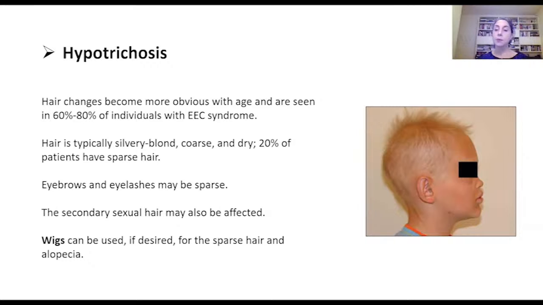Eyebrows and eyelashes may be sparse, and also the secondary sexual hair may be affected. So sometimes, in case of sparse hair and alopecia, wigs, if desired, can be used.